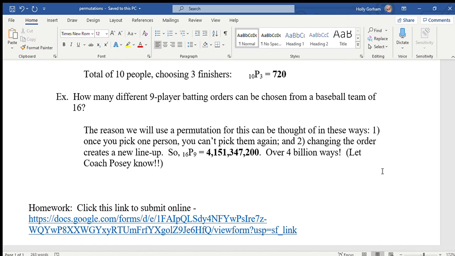So when you do 16P9, look at what you get. You get 4,151,347,200. Over 4 billion different ways to write that batting order. So y'all can talk to Coach Posey about that.